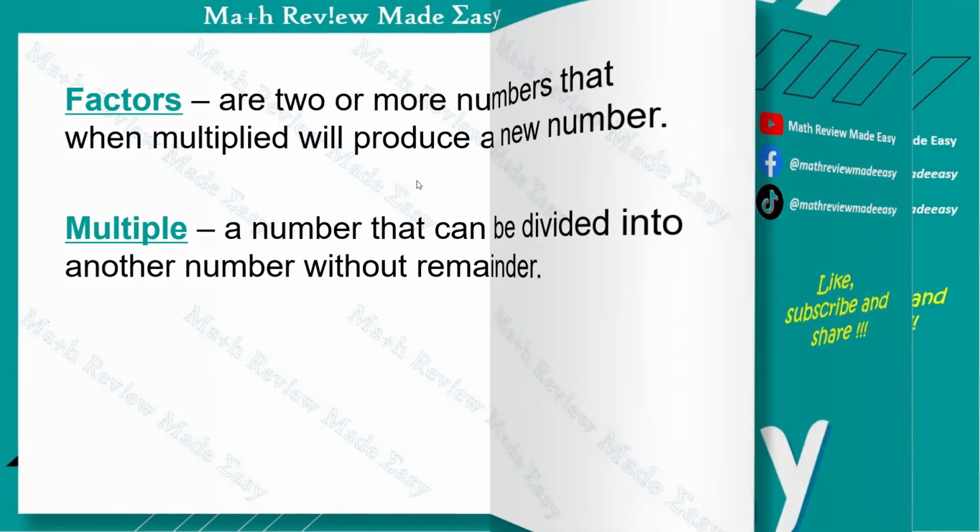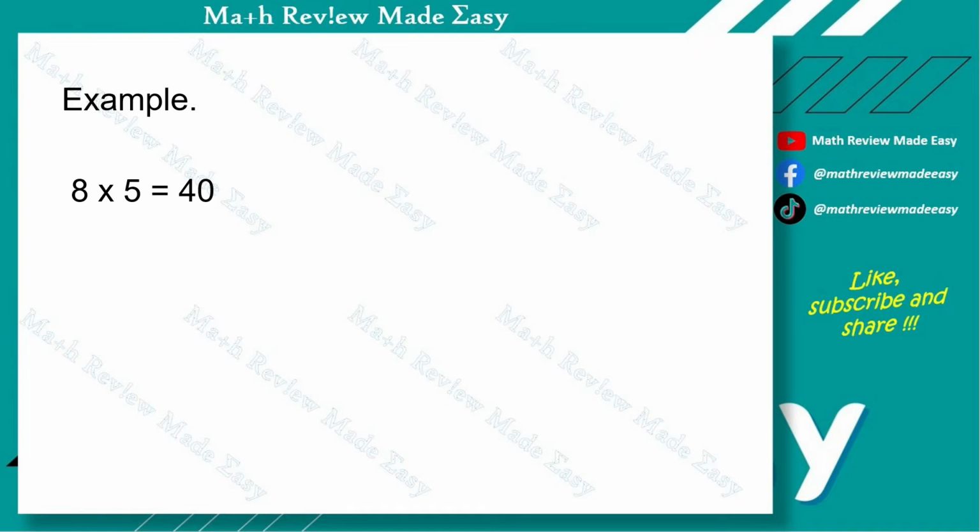So, example tayo. Example, 8 times 5 is equal to 40. So, yung ating 8 and 5, yun ang ating factors, while yung 40, yun yung tinatawag nating multiple. So, ibig sabihin, 8 and 5 is a factor of 40 and 40 is a multiple of 8 and 5.